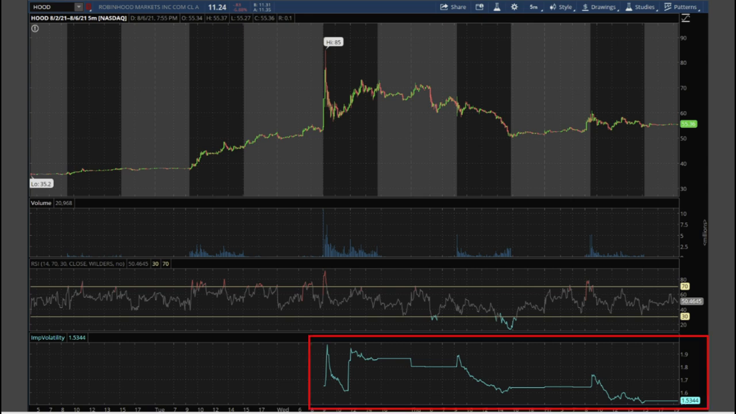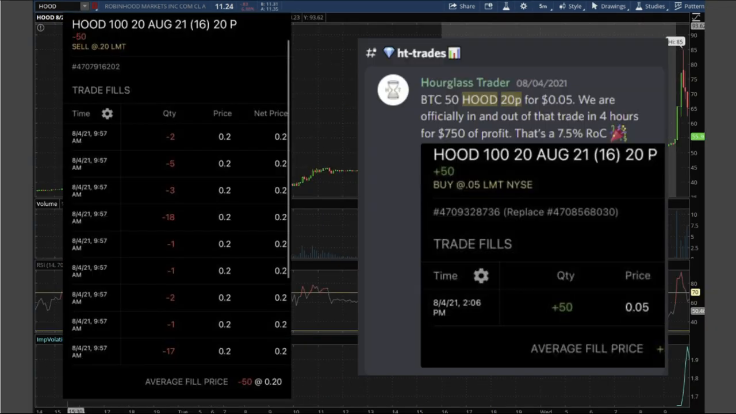You could see the implied volatility fall back down, absolutely crush the option premium, and set us up with a trade where we were able to sell for a 20 cent credit, buy back for a 5 cent debit, all in roughly 4 hours for $750 of profit.